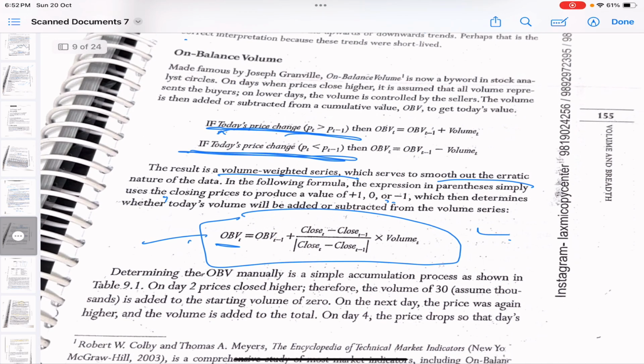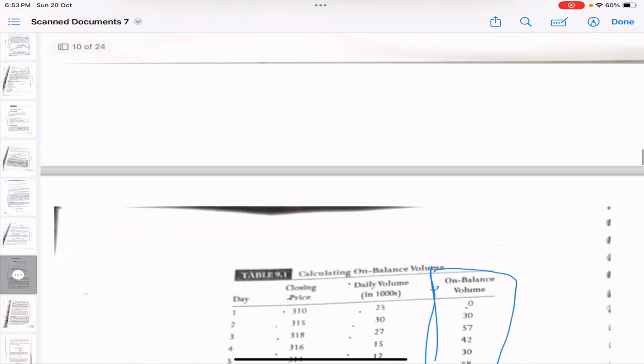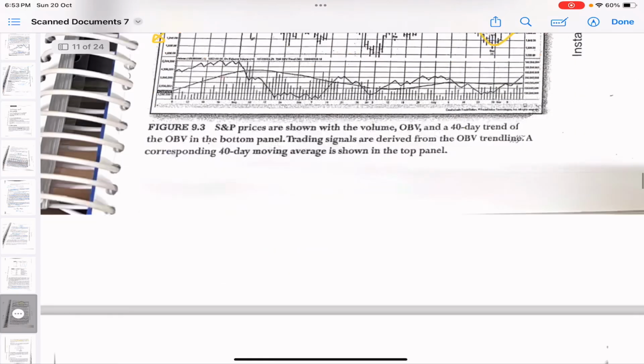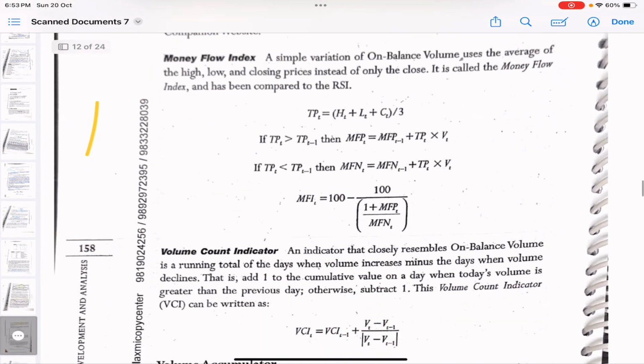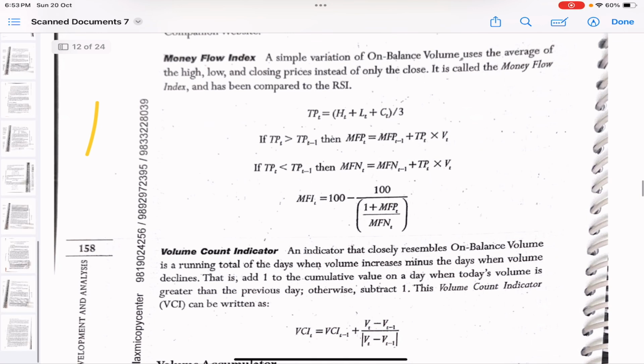Then we have on balance volume, where if today's price is more than yesterday's price, then today's OBV is going to be yesterday's OBV plus today's volume. And if today's price is less than yesterday's, then today's OBV is going to be yesterday's OBV minus today's volume. That's the basic stuff which you need to keep in mind for the purpose of examination. Now let's come to the indicators which use price also in their calculations.